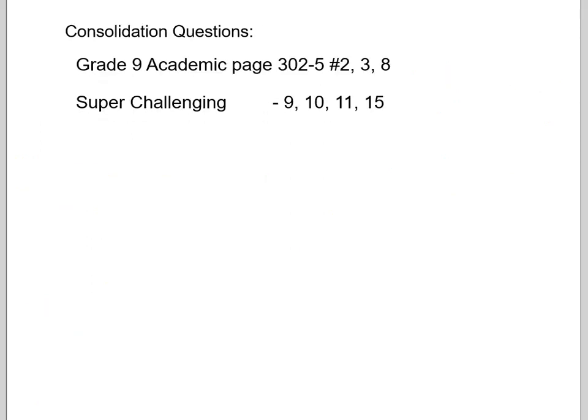Okay, so there's a couple questions to try. Only if you're up for it, try the super challenging. They're combining a lot of elements, but focus on these ones for now.